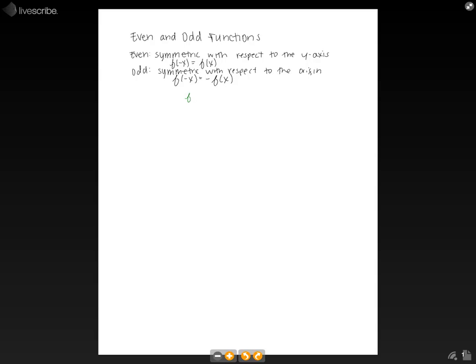For example, if we are given f of x equals x cubed minus 2x, we would start by drawing a rough sketch of our graph, which will give us something like this. So looking at this, it appears the function is symmetric with respect to the origin. So let's test this algebraically.